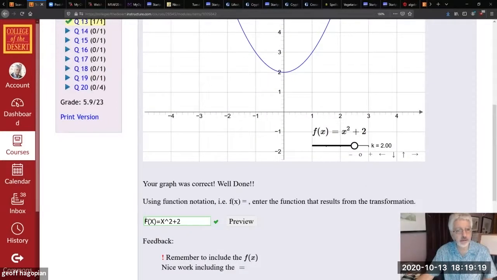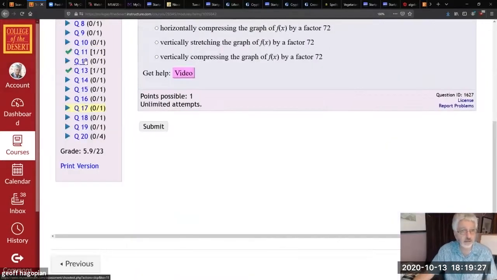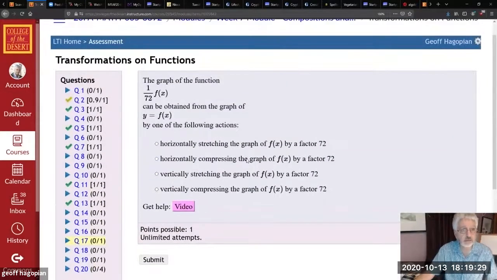Even though I'm in caps, right? It doesn't care. Caps, lowercase. That was just, somehow I got caps lock on. That was not intentional.